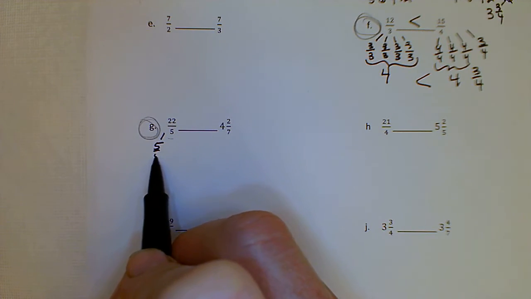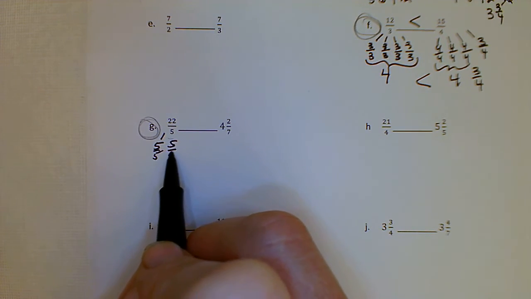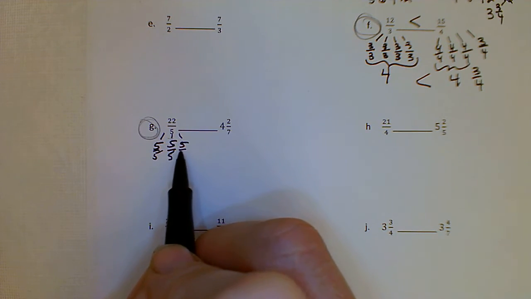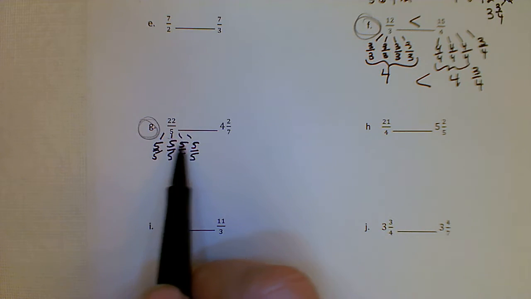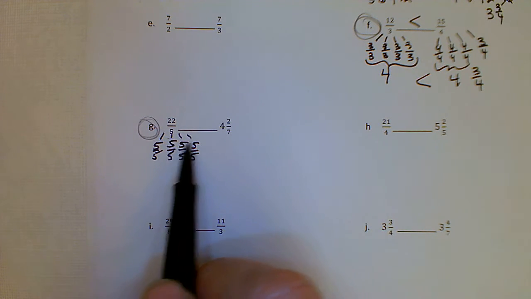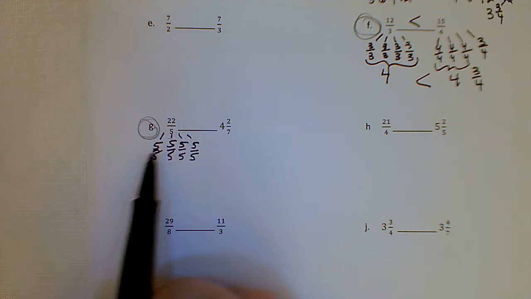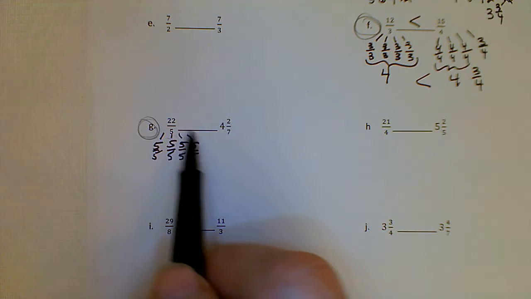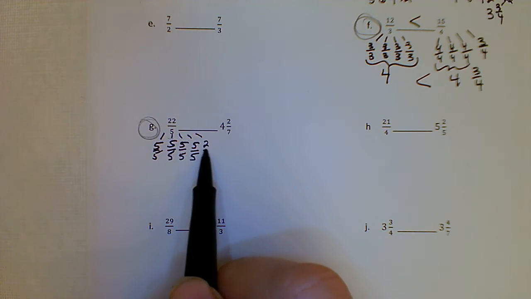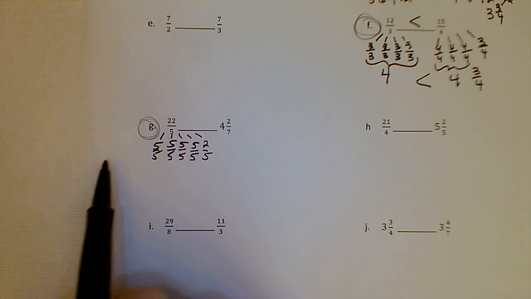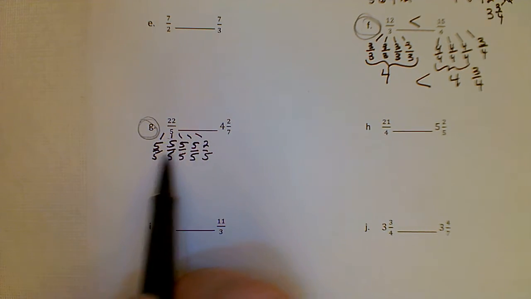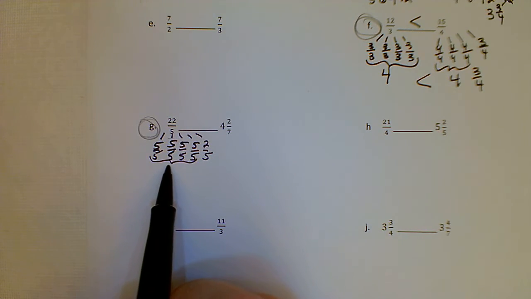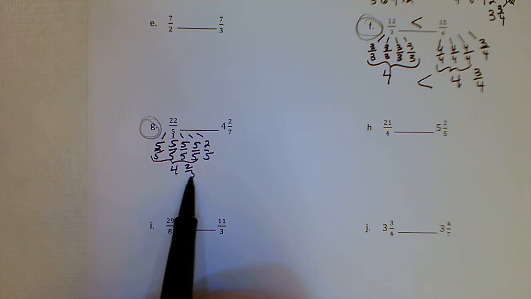So we have 5 fifths, 10 fifths, 15 fifths, 20 fifths. So that gets me up to 20 fifths. If I do another 5 fifths, I'm going to be at 25, too much. So I'm going to go ahead and add on 2 fifths because I have 2 more pieces to add on. So 5, 10, 15, 20, 22. And this is going to become 4 and 2 fifths.